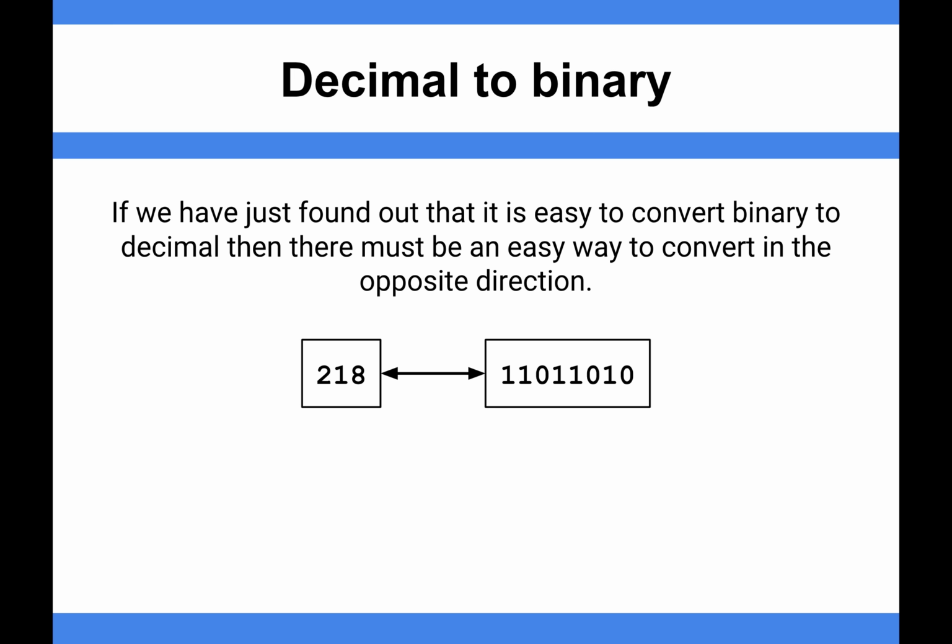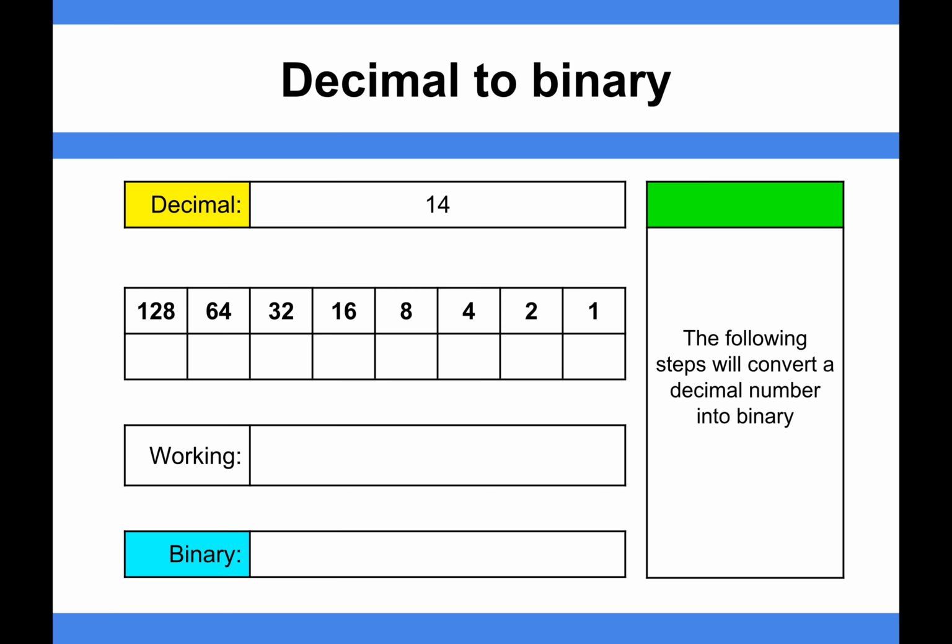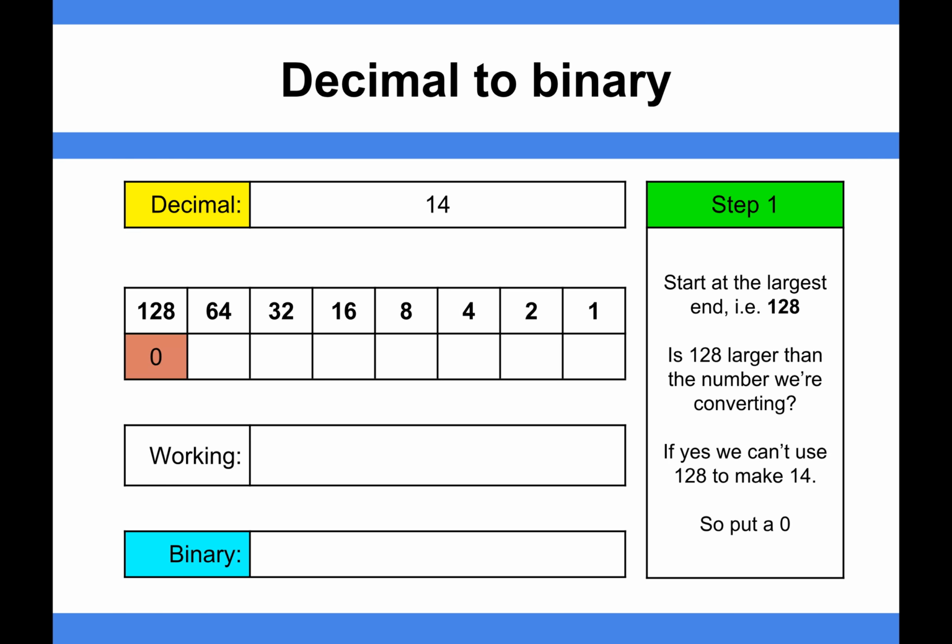So we need to also be able to convert from decimal to binary, because we need to be able to convert in both directions. So same process, but we're going to do it the other way around. So we're starting with the decimal number 14, and the way you work it out is you start on the right hand side.